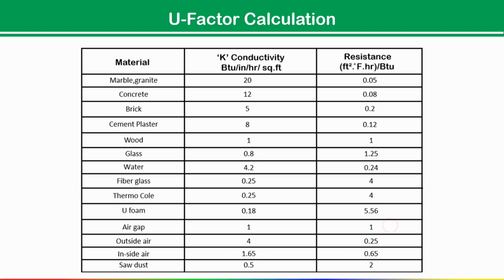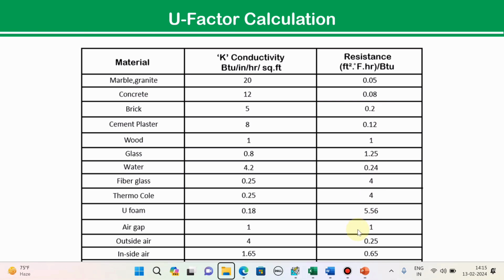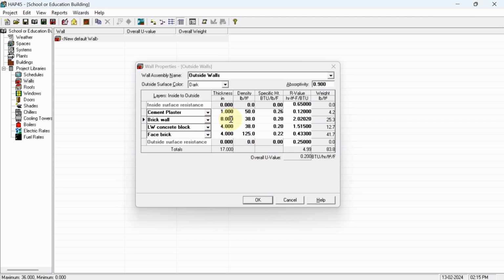Same thing, you will get this detail from the table. See, it is written clear bricks. So a 1-inch brick wall will resist 0.2 that much amount of heat. So we have 8 inches. 0.2 for 1 inch, so for 8 inches how much? If a 1-inch brick wall resists 0.2, then an 8-inch brick wall will resist 8 times 0.2, you will get around 1.6. So write down here 1.6.